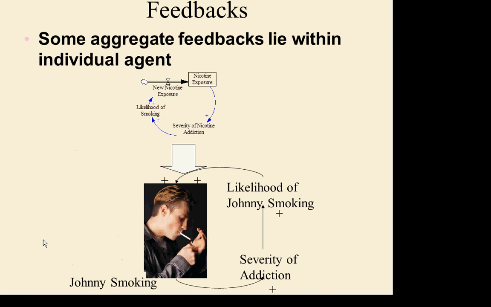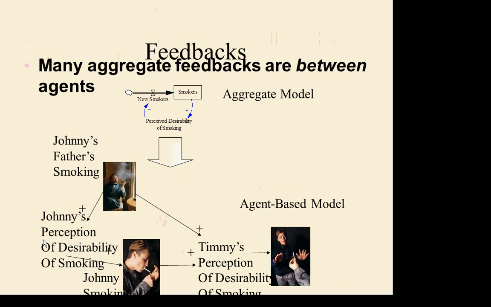What's notable here is that some of these feedbacks that we saw at an aggregate level within a system dynamics model, let's suppose we wanted to diagram nicotine exposure. So, people are exposed to nicotine, it leads to greater severity of nicotine addiction, likely to smoking, and new nicotine exposure. This might be a feedback which operates at an individual level. And here we might represent that feedback in an agent-based model as a feedback at an individual level as well.